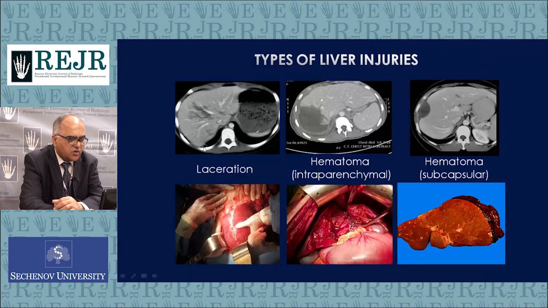Here are a few examples of liver injury. We can see linear hypodense lines indicating laceration, and there is a large hematoma in the right lobe of the liver associated with perihepatic hematoma. There is a subcapsular hematoma, which is indenting the liver parenchyma. There are also corresponding surgical specimens.